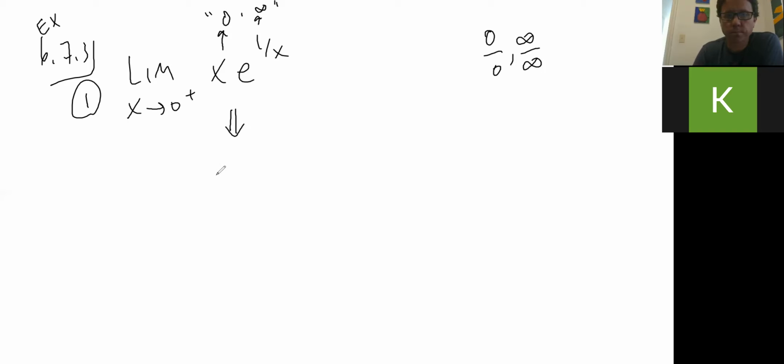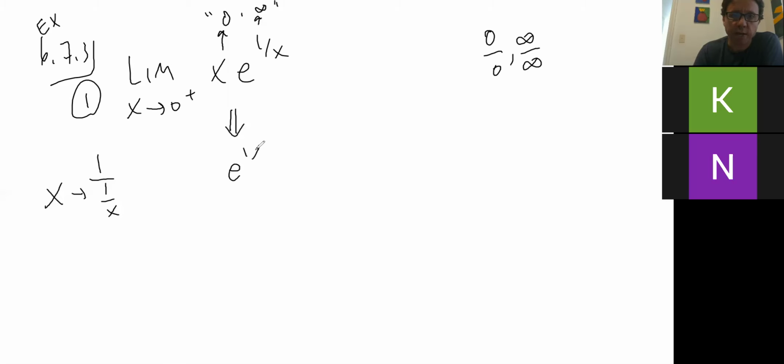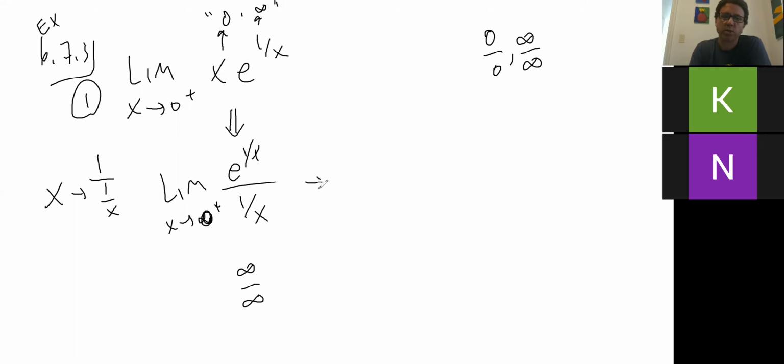Do you divide it by a fraction, basically? Yeah. So we take x and we flip it, and then we flip it again. It's basically what you do. So you get e to the 1 over x, over 1 over x. Okay. So the reason to do that is because now it looks like infinity over infinity. The top will go towards infinity, the bottom will go towards infinity. So we can use L'Hopital's rule on that.